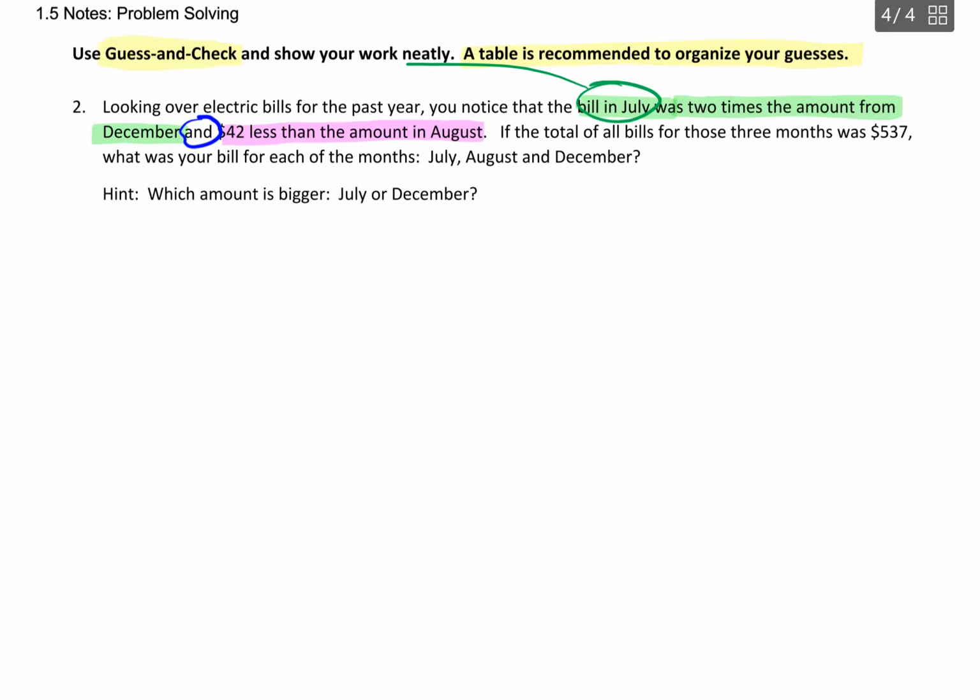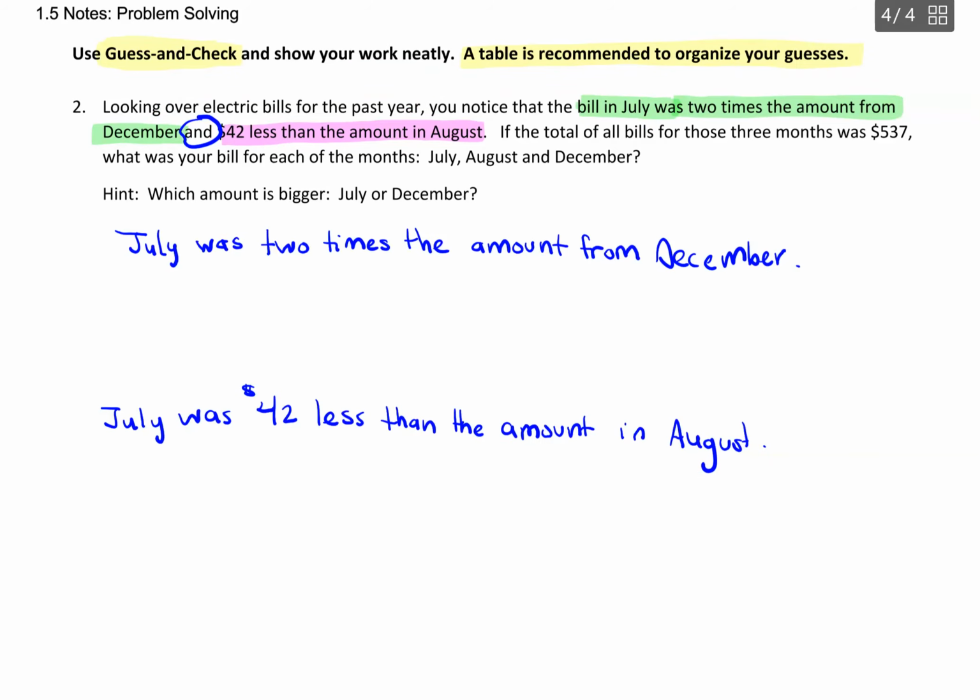We're comparing July to December. It was 2 times the amount from December. And we're comparing July to August. July was 42 less than the amount in August. So I'm going to rewrite that sentence from a compound sentence to 2 separate sentences. Okay, so I split that compound sentence into 2 sentences.